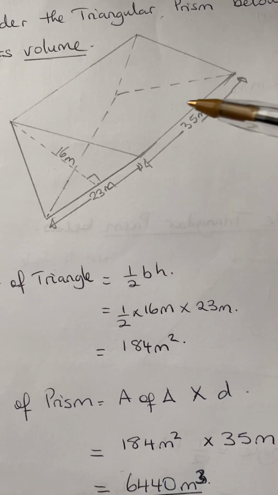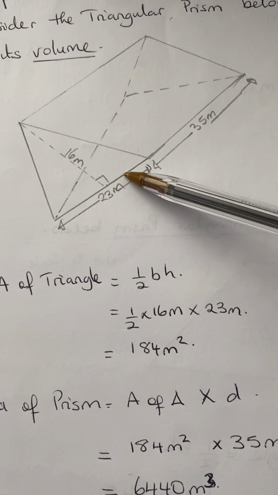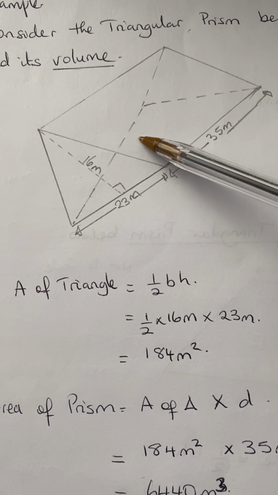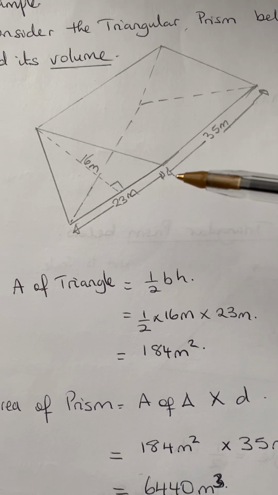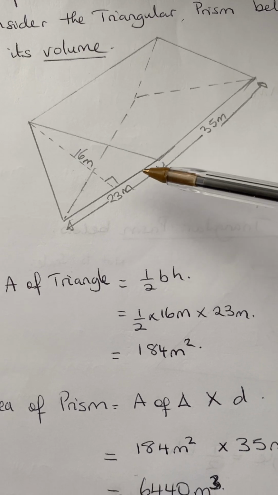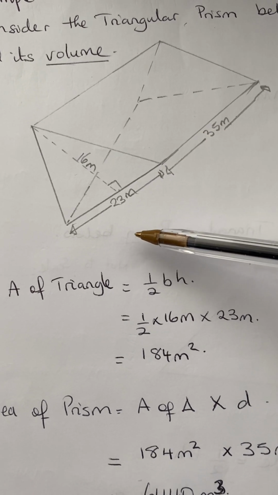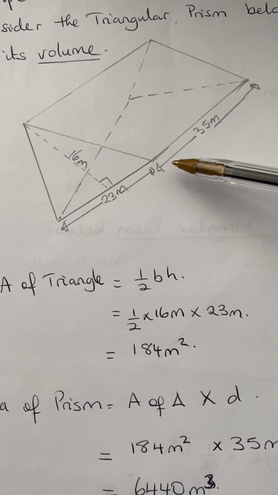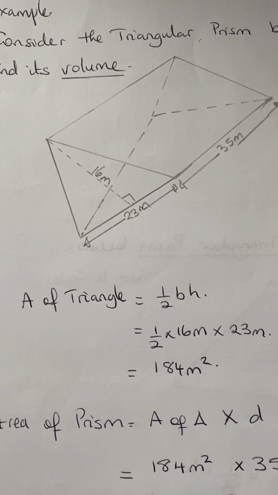Now what is the unit here? Meters. So this is meters, and you cannot use anything else. So your answer volume will be meters cubed. Area is meters squared. We are not doing surface area, we are looking for the volume of the prism.